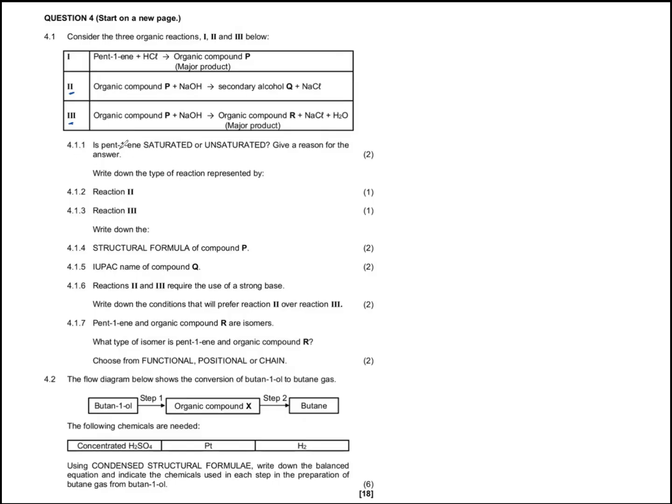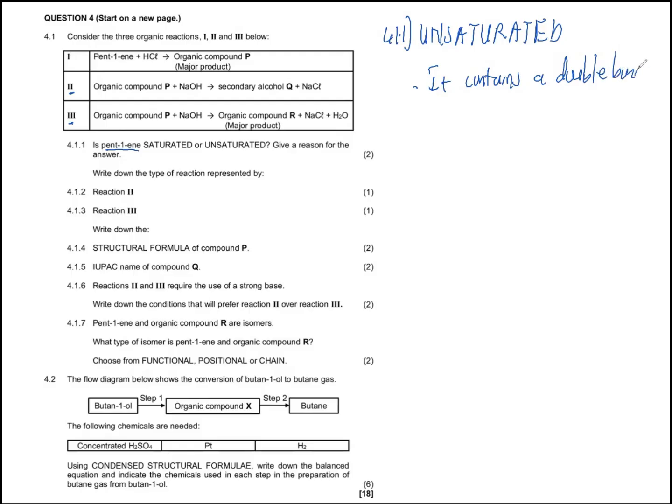Then 4.1.1 says, is pent-1-ene saturated or unsaturated? Obviously, it has a double bond, so it has to be unsaturated. And then our reason is that it contains a double bond between its carbon atoms.